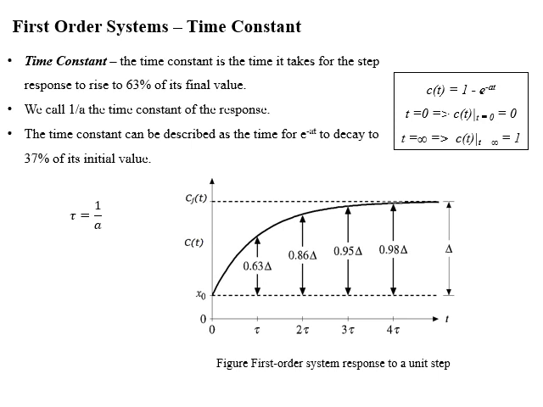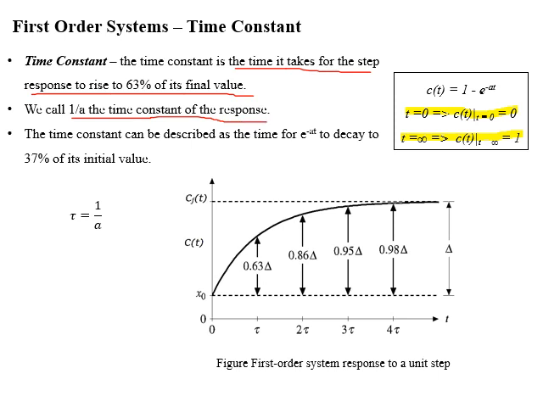Dear students, from the previous slide we studied that at the start, or at time equals 0 seconds, the response of the system is equal to 0, whereas at time equals infinity, the output of the system equals 1, which means that the final value of the response is 1. Now we will define time constant. Time constant is the time it takes for the step response to reach 63% of its final value. We call 1 over a the time constant of the response.